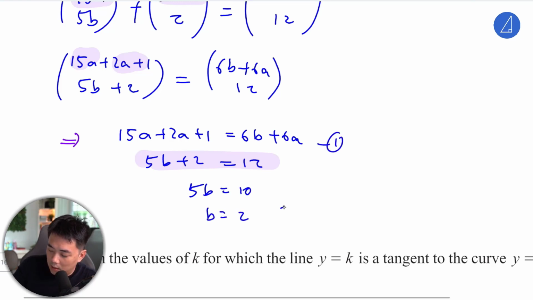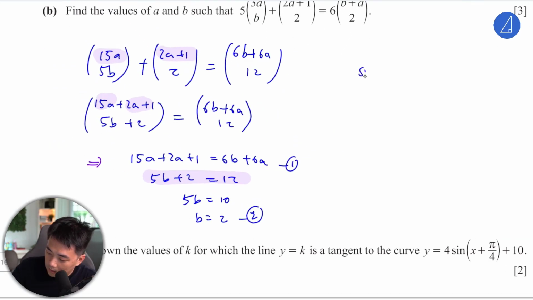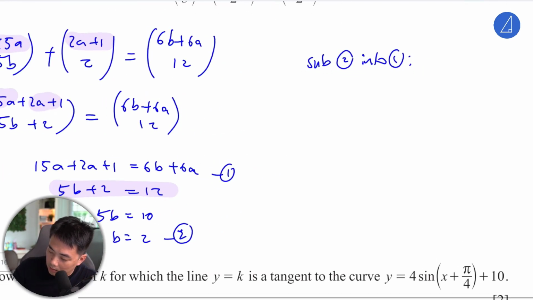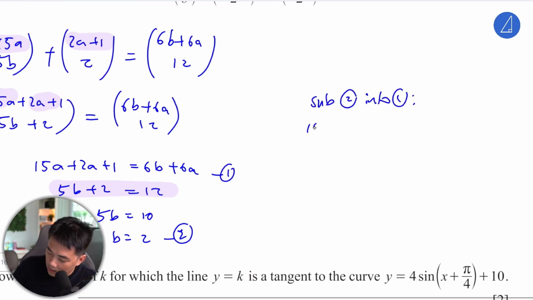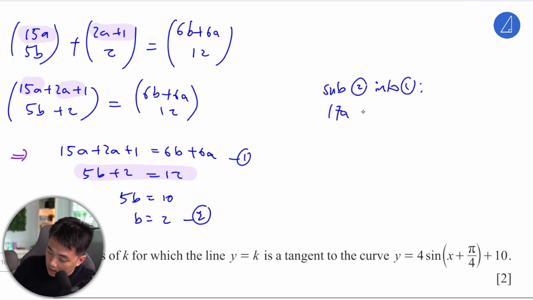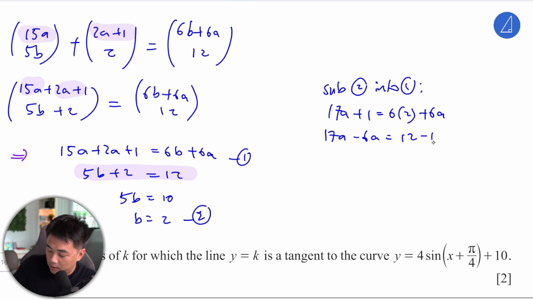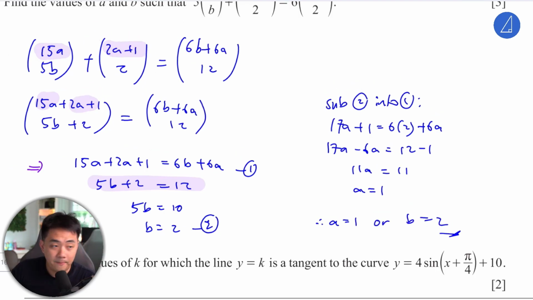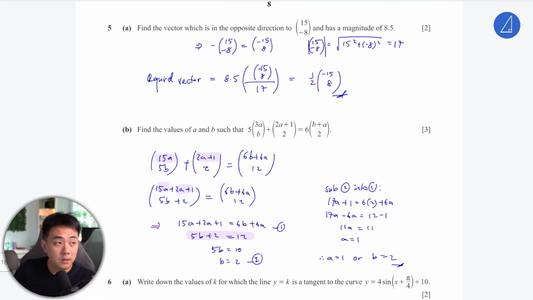So substituting 2 into the first equation, 15a plus 2a is 17a, plus 1 is equal to 6 times 2 plus 6a. So 17a minus 6a is 12 minus 1, 11. 11a equals 11, so a equals 1. So hence a equals 1, b equals 2. Alright, that's about it. So that's how you do this question here.